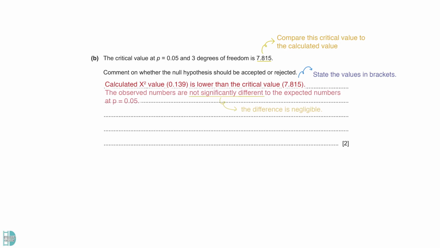This means the observed numbers are not significantly different to the expected number at P equals 0.05. In other words, the difference between them is negligible. Any differences are due to chance. Chance refers to the random events which cause the difference, such as counting error, sampling error, and a small sample size.